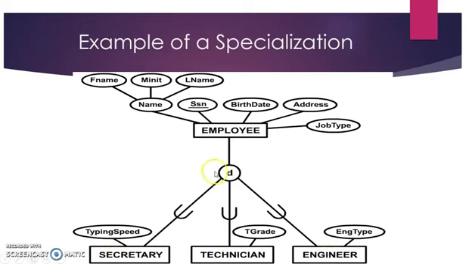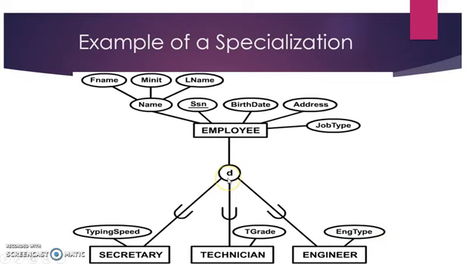Secretary can inherit all the attributes of employee. In addition, it also has a specific attribute, typing speed. Technician can inherit all the attributes of employee. In addition, it has a specific attribute, T grade. Similarly, engineer can also inherit all the attributes of employee in addition to its specific attribute, engineer type.